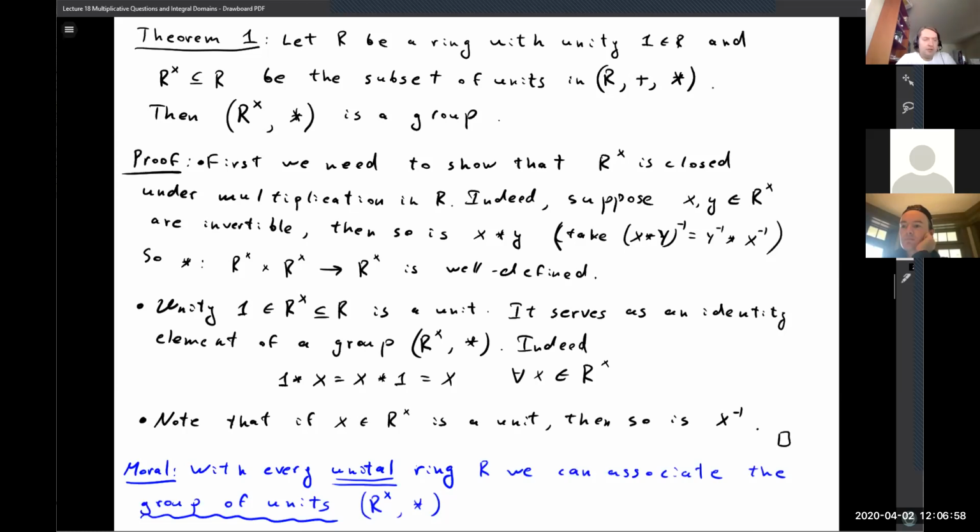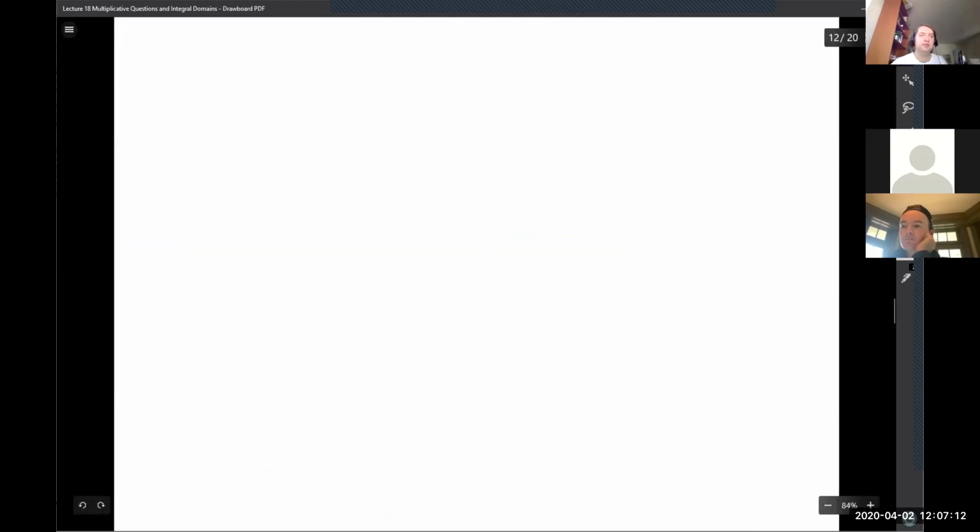Okay, so to conclude our discussion about multiplicative inverses, let me introduce the definition.